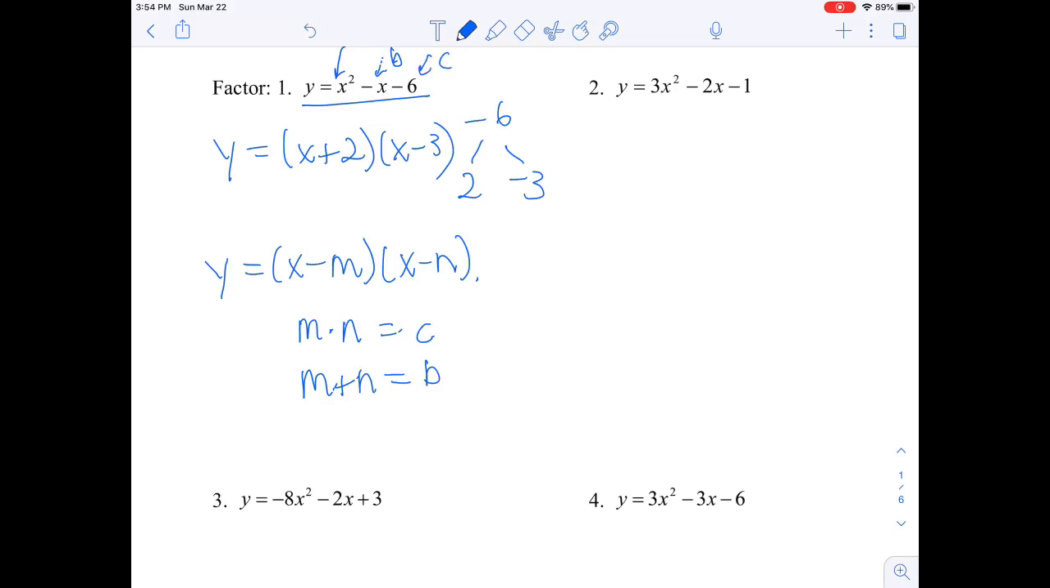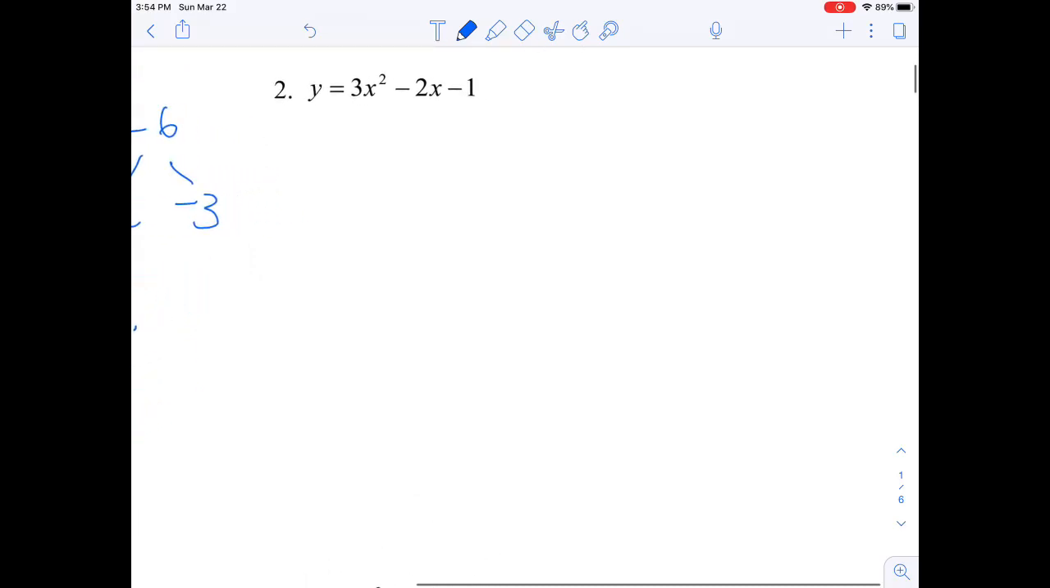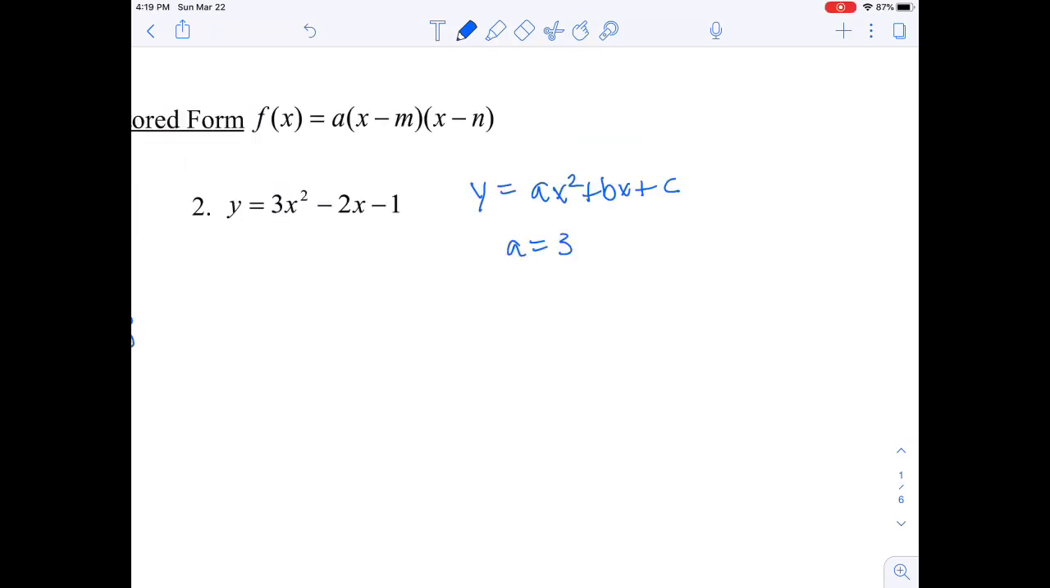All right, so now for the more complicated case, and I did go into detail in class, but here we have the form y equals ax squared plus bx plus c, as we did in the other one, but here a is not 1, a is 3. And as we can see also, c is -1.